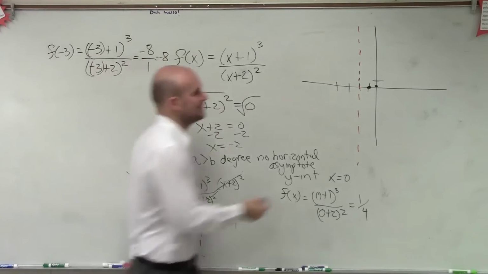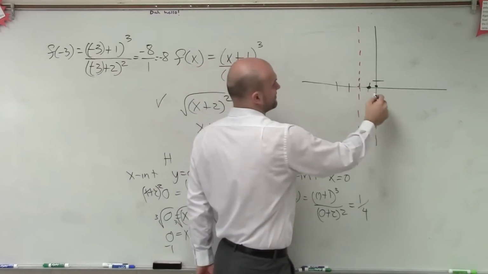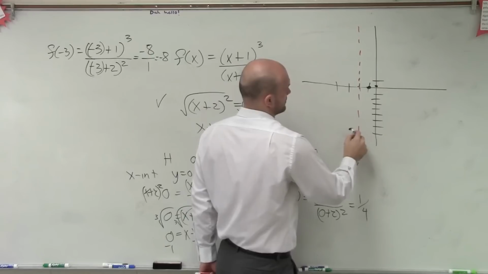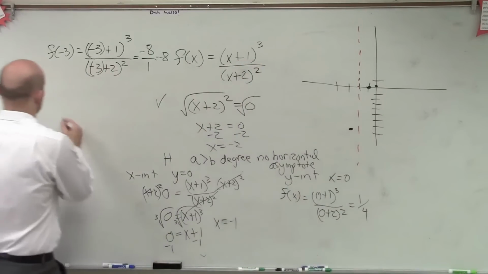So at -3, I go 1, 2, 3, and then down -8: 1, 2, 3, 4, 5, 6, 7, 8. Now let's do f of -4.